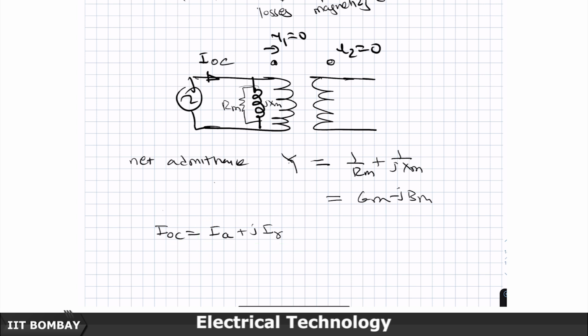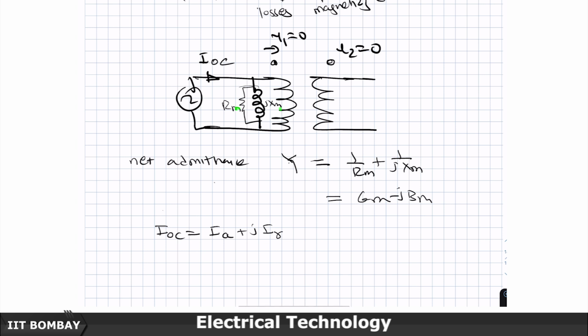If I have to superpose the two currents, then I should show them by two parallel branches. The open circuit current enters here, the active power current component goes through this branch, and this jXM carries the magnetizing current component. Now you take a reciprocal, I can calculate this, and I will be talking of open circuit and short circuit tests later on, which will help us understand how we measure these parameters.